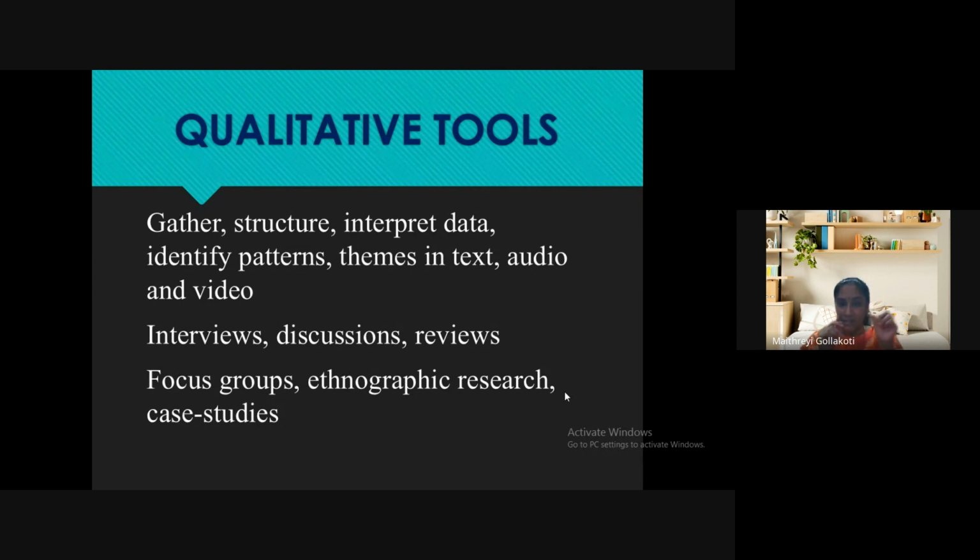Case studies is limited to only one case. So they will study only one product or one incident, and they will try to get the opinions and behaviors of people on that one incident only. That is called case study. Okay? Next, please.